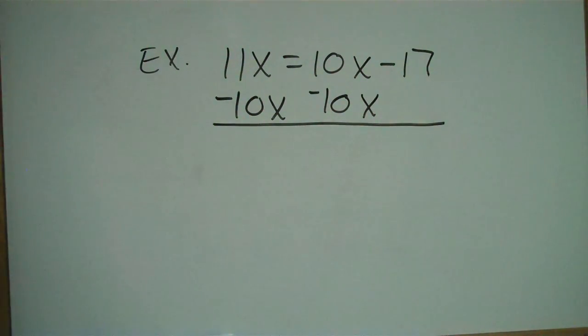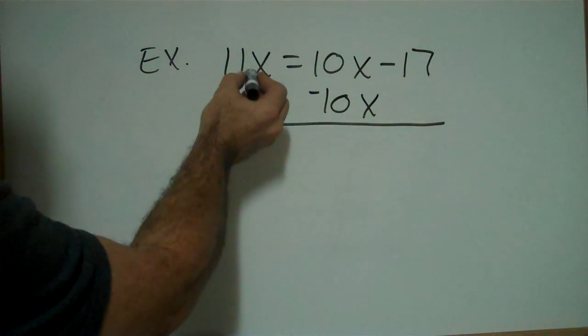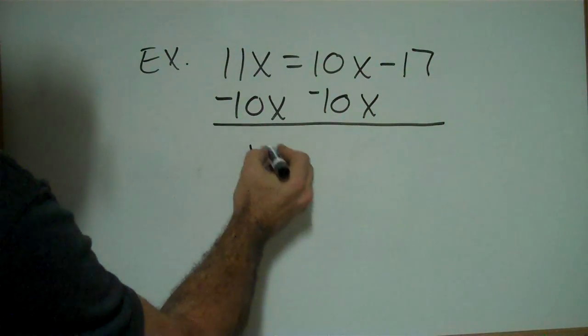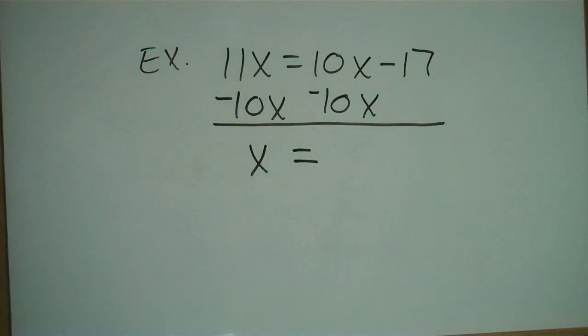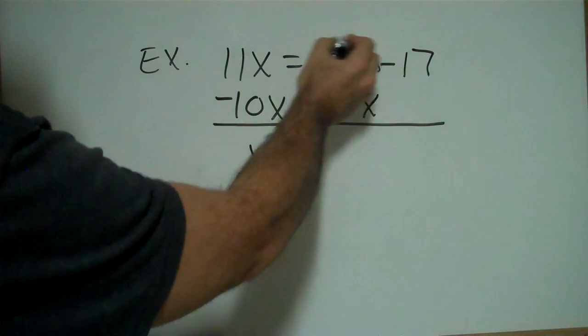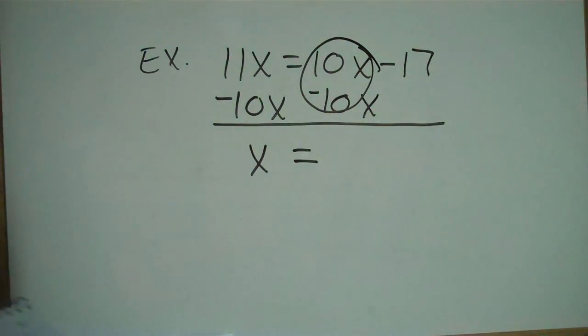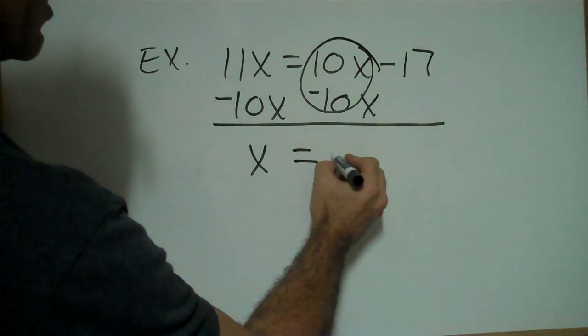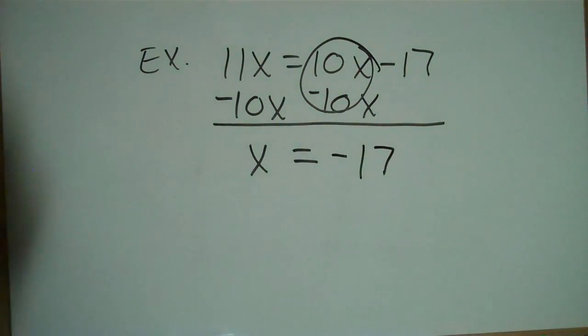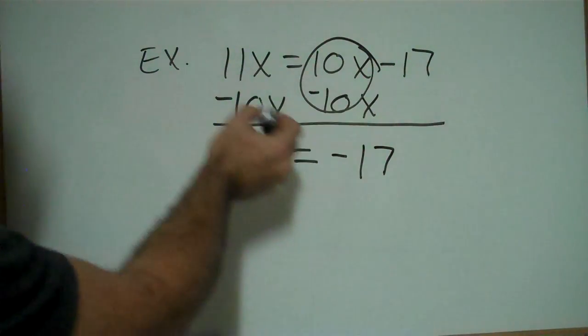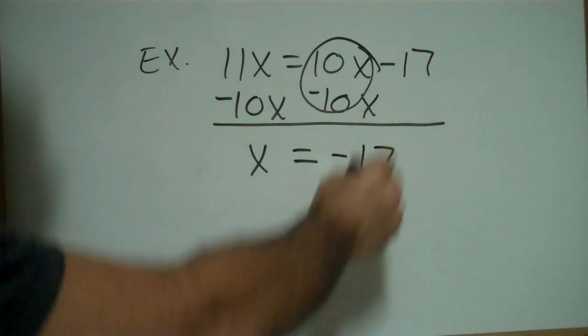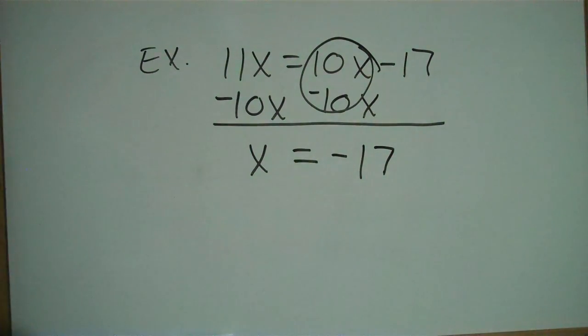Okay, remember x's only add and subtract from x's. So 11x's minus 10x's leaves me a 1x. Over here, look at this. 10x, negative 10x zeroed out. All that was left was what? A negative 17. So the trick is try to get the x's on one side, get the number on the other side.